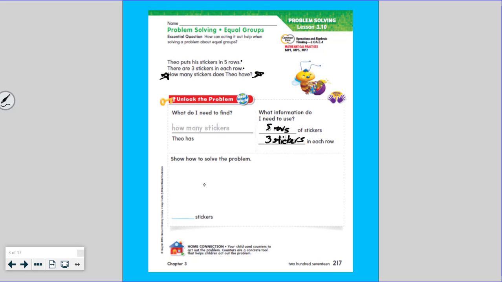So we're going to act out. Okay, you can use counters. You have counters at home, but I'm going to draw a picture. You can use your counters and then draw your counters. And so I'm going to act this problem out.